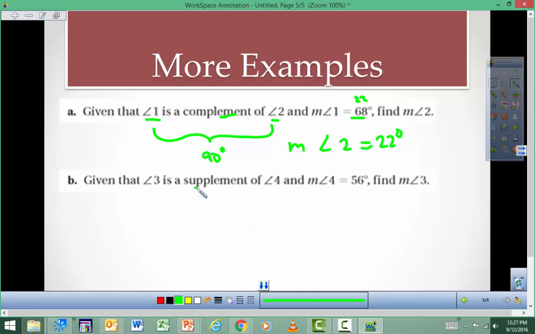This time, notice we use the word supplement. We say angle 3 is a supplement of angle 4. Okay? And so that means these both add up to be 180. Okay? Well, we know angle 4 is 56. So if you just simply subtract 56, you can find the measure of angle 3. Angle 3 must be what? There's 4 there, borrow here, 7, what, 12? 124?